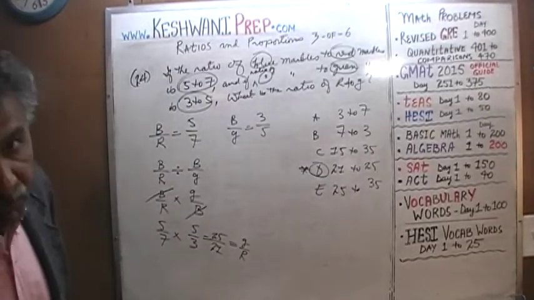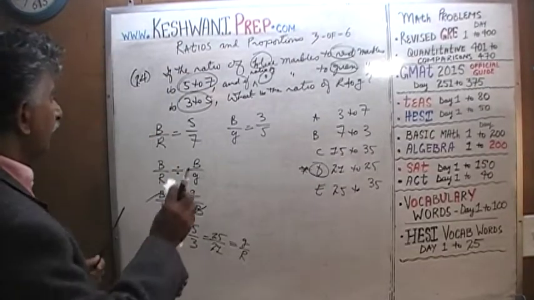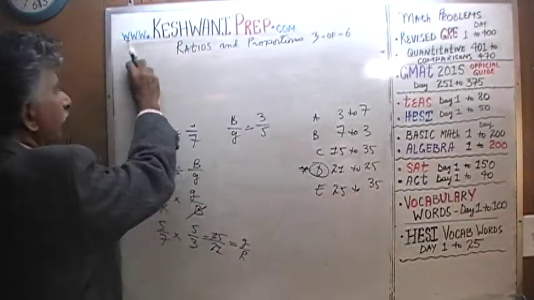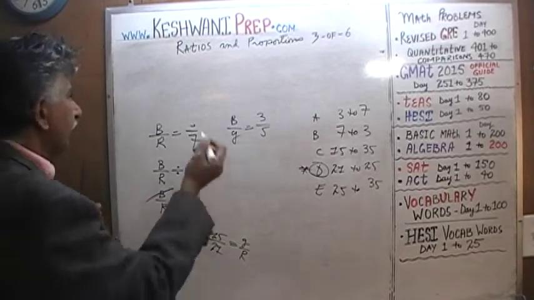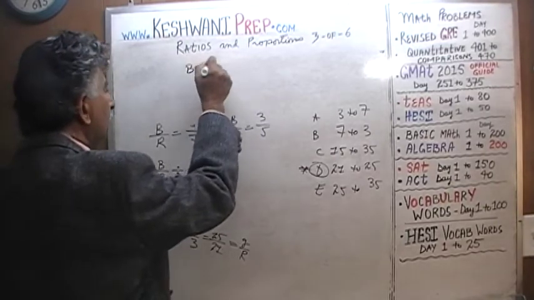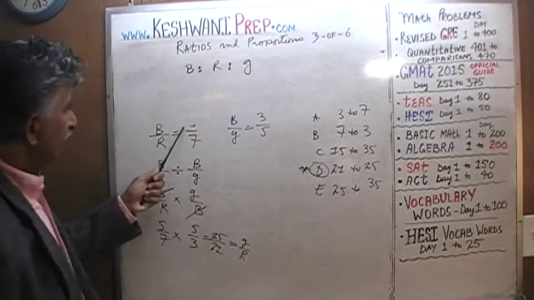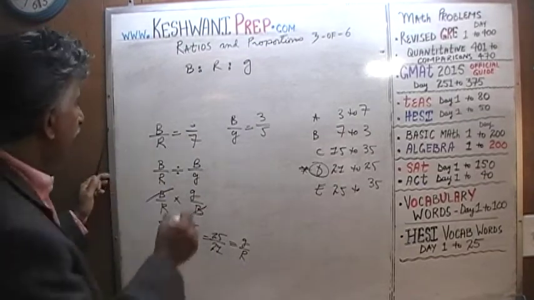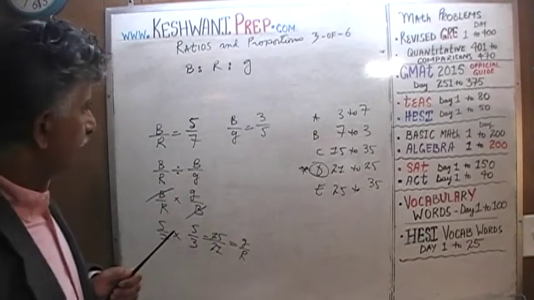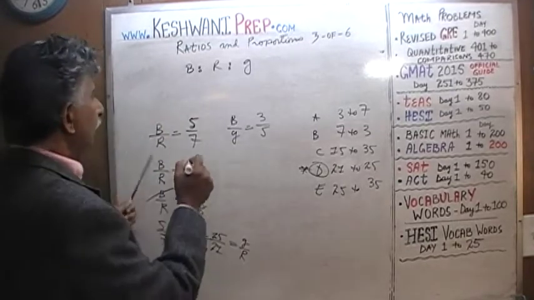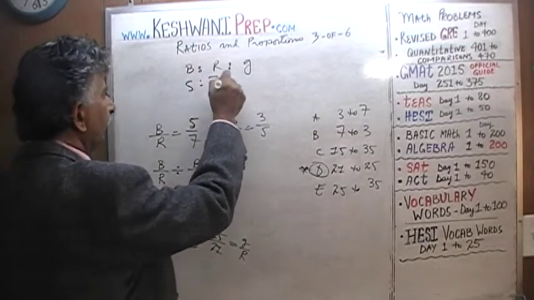Now let's do the non-traditional approach, shall we? Let's do the non-traditional approach on the top. Let's see what happens, and we'll see how long it takes. So we have three things: blue, red, and green. We know, what was it? I forget now. I erased this by mistake. 5 to 7. Yeah, 5 to 7 right here. So we know blue to red is 5 to 7.